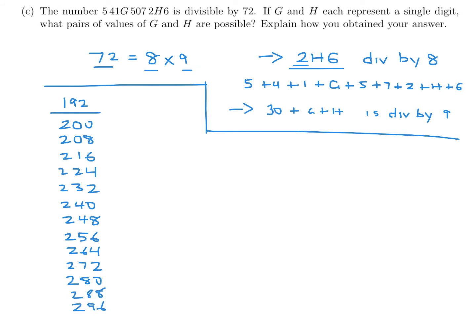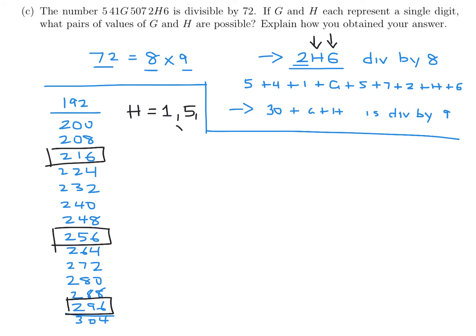And then the next one would be 304, but we don't need to worry about that one because that's over 200. And then as before, we have to look at ones that have a unit digit of 6. So that would be this one and this one. Any others? Yeah, the very last one. Okay, great. So that means that this H can be either 1, 5, or 9. All right, so that's good.